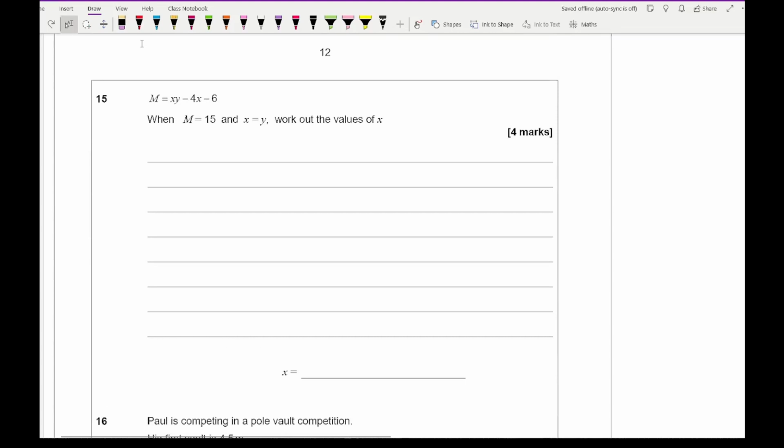Then moving on to question 15, it says m equals xy minus 4x minus 6, where m is 15, x equals y. Work out the value of x. Well, if m equals 15, I can substitute that in. Then if I sub y equals x, then what I get is xx, which is x squared, minus 4x minus 6. Now this slowly looks like a quadratic, so I need to make it equal to 0. So I've got x squared minus 4x, take the 15 over, which then becomes minus 21.